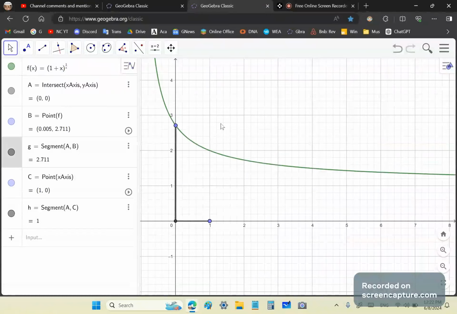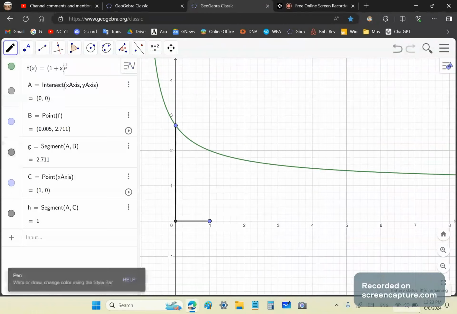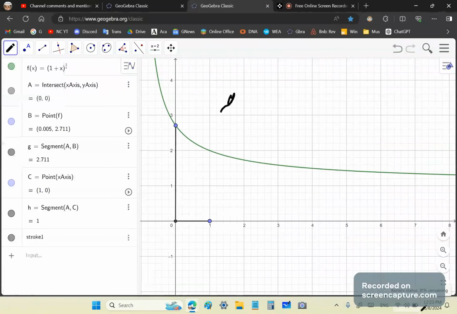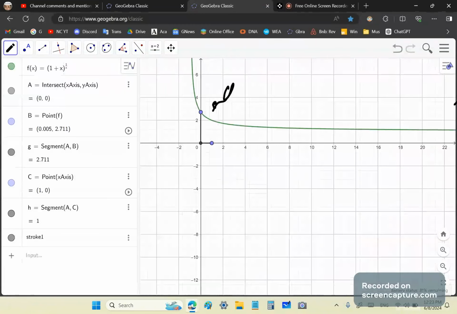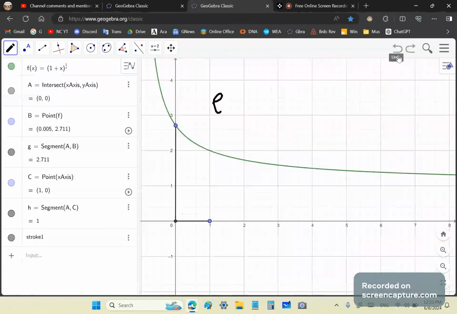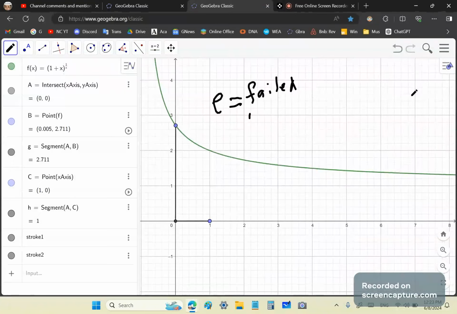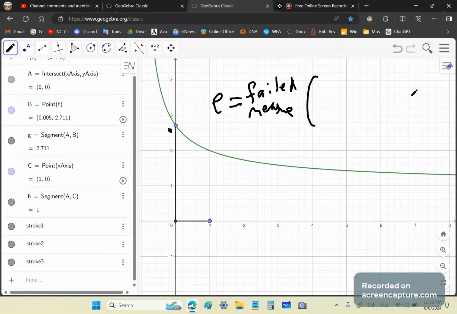So you would basically write: E is the failed measure of the ratio of this line here to this line here. Okay, that's E, and it's a constant. We realize it as a constant. That is what E is.